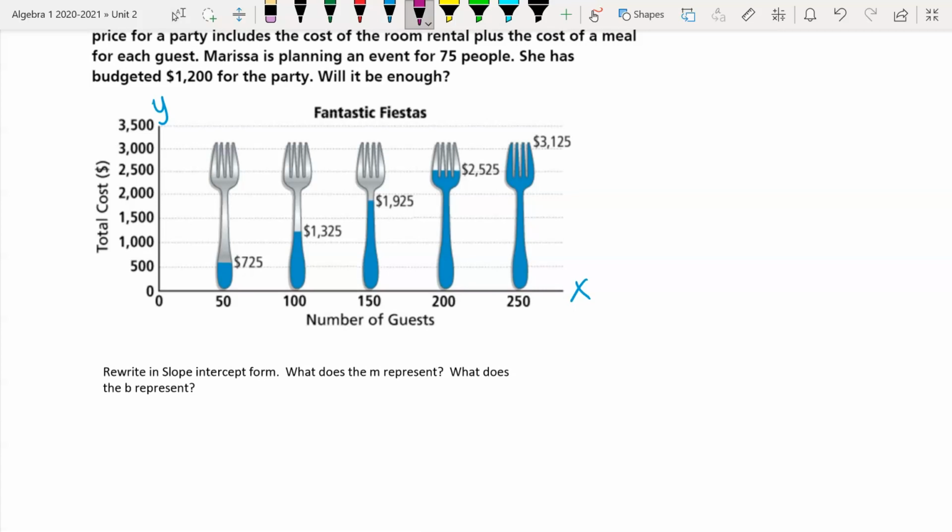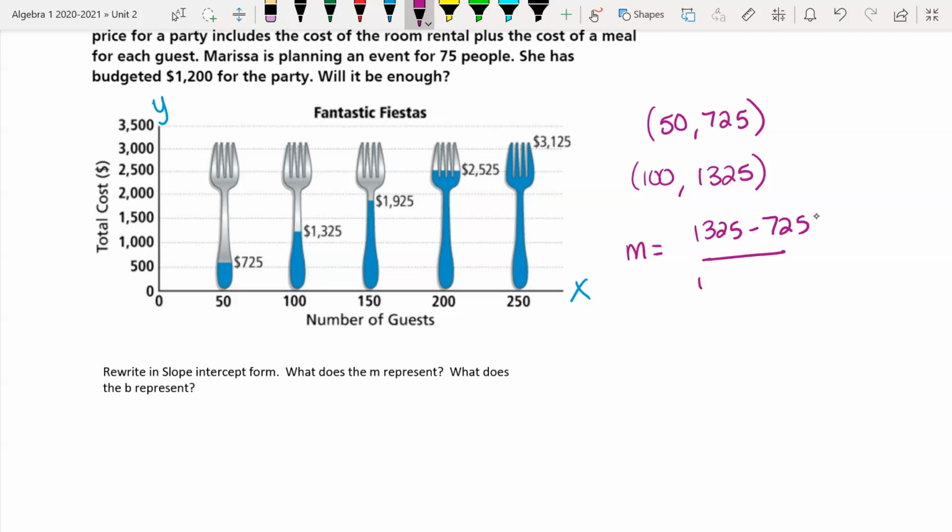Okay? So I can make points out of this. The first point I can use is 50, 725. Because for 50 guests, it costs $725. The other point I can use is 100, 1,325. So now we have 2 points. Can we find the slope from that? Well, yeah. I can do 1,325 minus 725 over 100 minus 50. I get 600 over 50, which is 12.